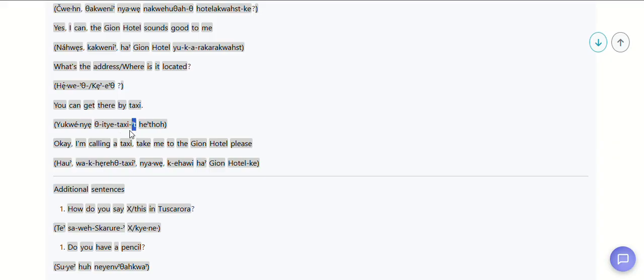And this goes after the taxi, because taxi ends in a vowel. So you would just put the pharyngeal vowel followed by this to say that you can get there. How will you get there? You get there by taxi. So in Tuscarora, you could say you can get there, or you can say you can get there by taxi, or you could even say you can get there by a red taxi.